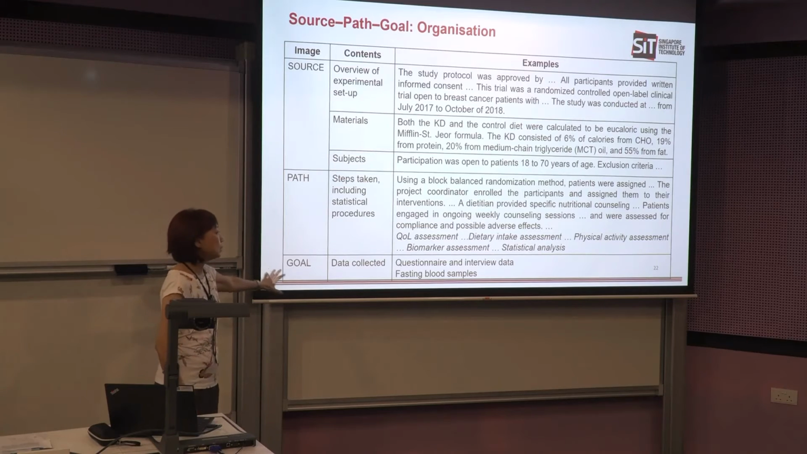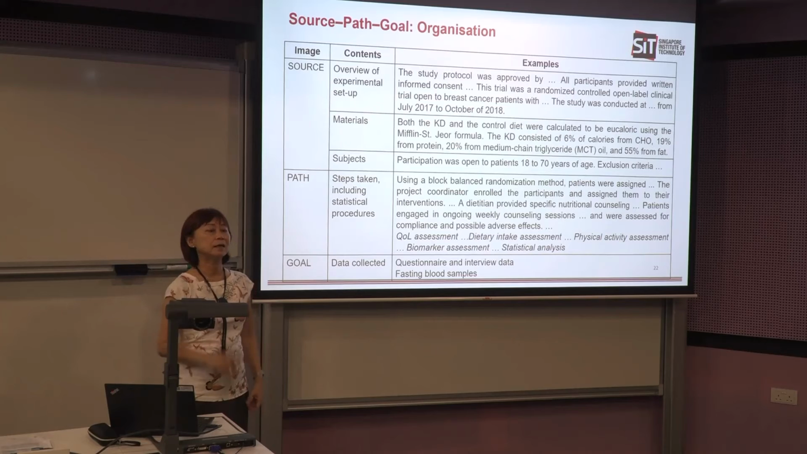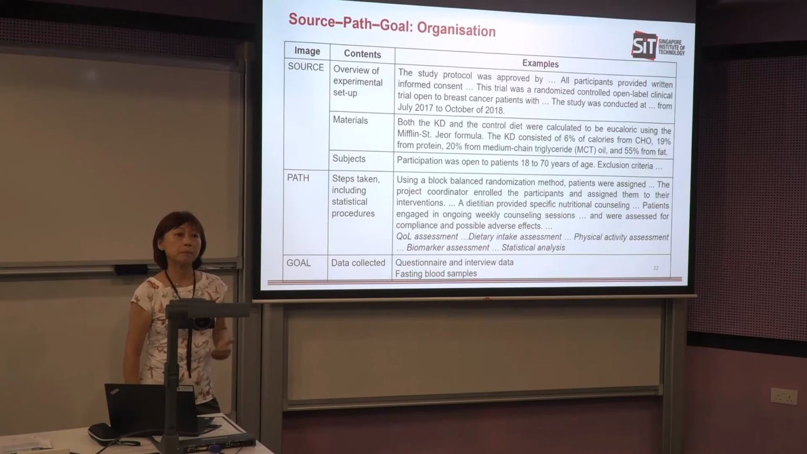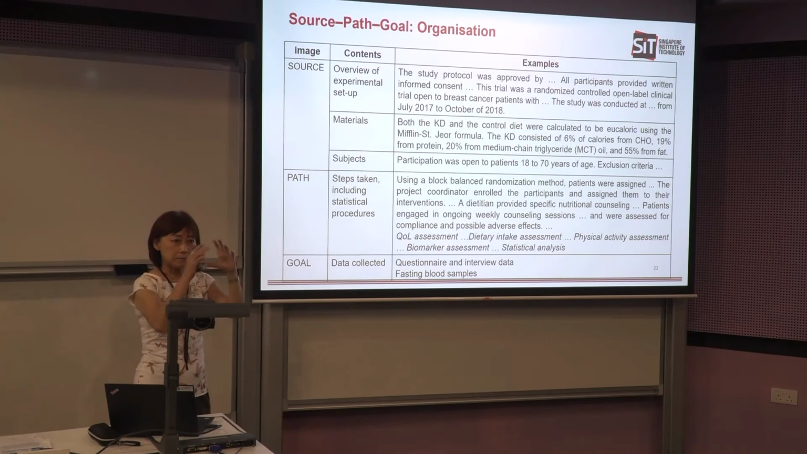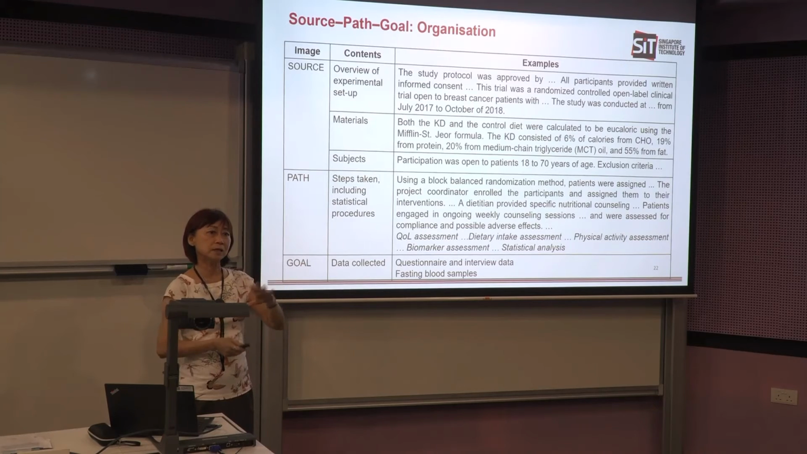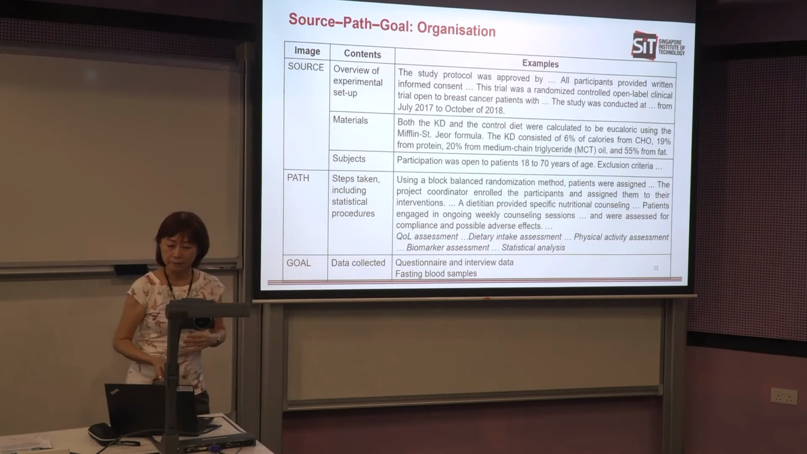And then the goal, although they didn't say specifically we collected this and this, from the description of the path you know that the data collected were questionnaire and interview data and also fasting blood samples. Right? So with this in mind, the method section becomes clearer. This is how information is organized and why it's organized this way in telling this story.